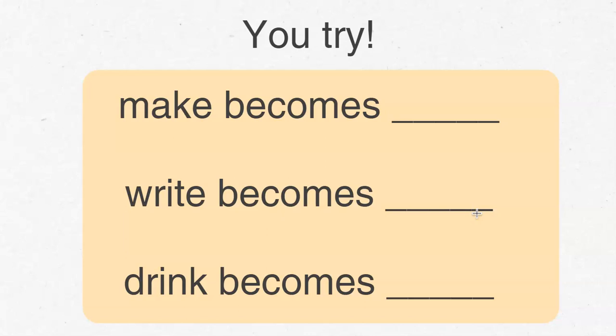All right, make becomes made. Made is an irregular past tense verb. Write becomes wrote. Wrote is an irregular past tense verb. Drink becomes drank. Drank is an irregular past tense verb.